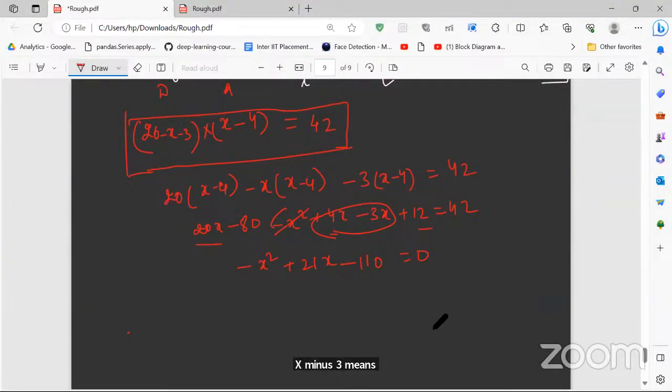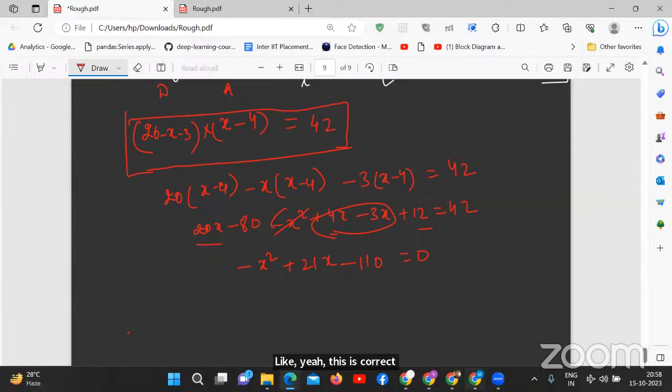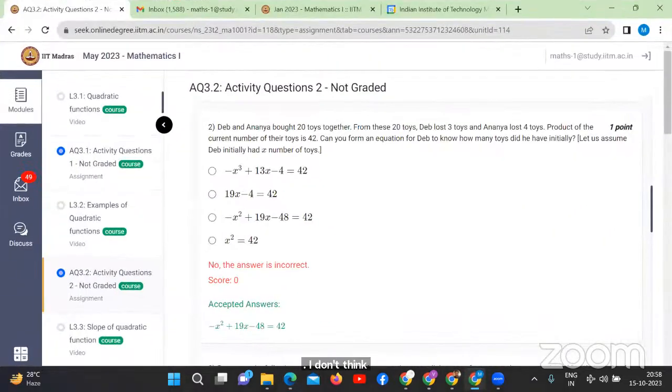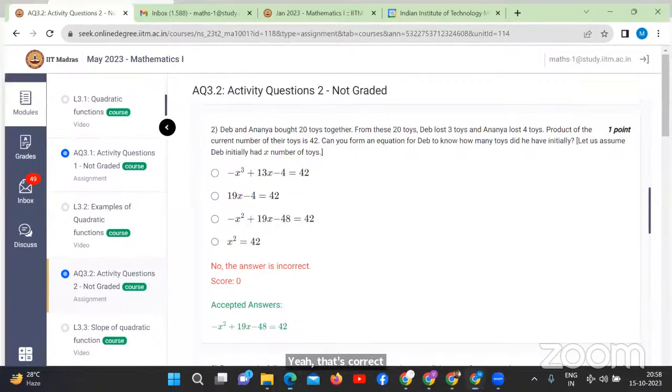Yes, this is correct. But I guess somewhere I made a mistake in the calculation. Because x I took correctly, then 20 minus x is left, then Dev has lost 3, Ananya has lost 4, and the product is 42, right? The product is 42. Okay, so leave it for calculation.